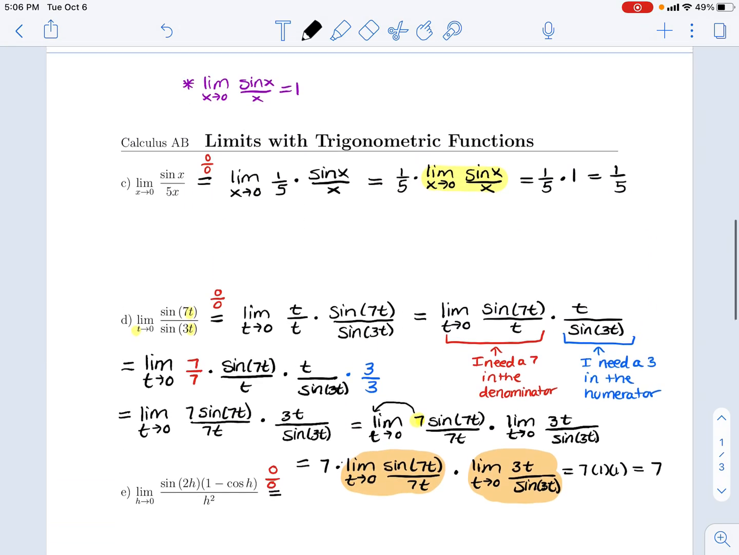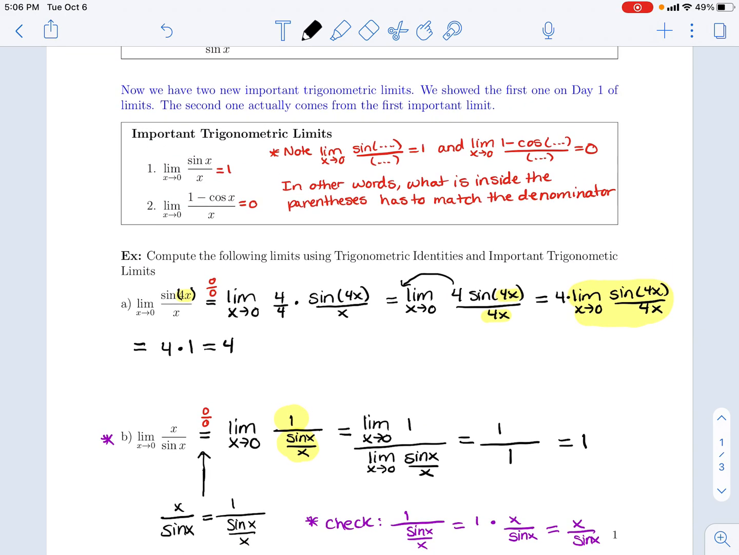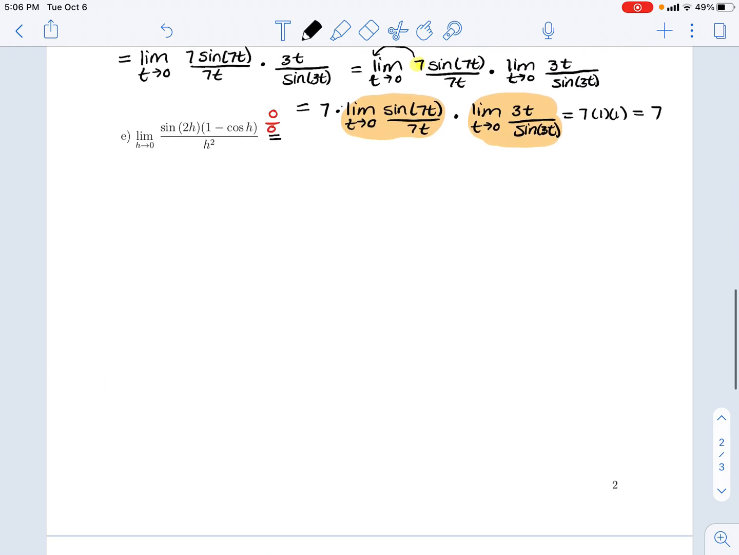Well, if you go back up, we had an important one involving cosine, which is 1 minus cosine of x over x. So we're close to that, right? Because I have 1 minus cosine of h. I need it to be over h. But I have an h squared. Well, what does h squared mean? That means h times h, right? So that's where I'm going to head with this.